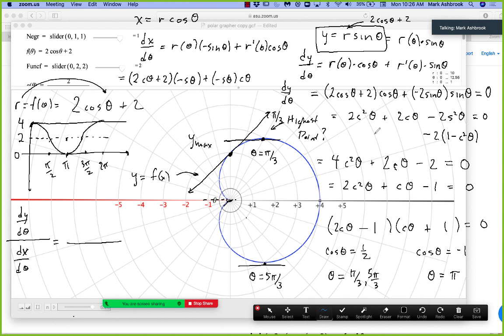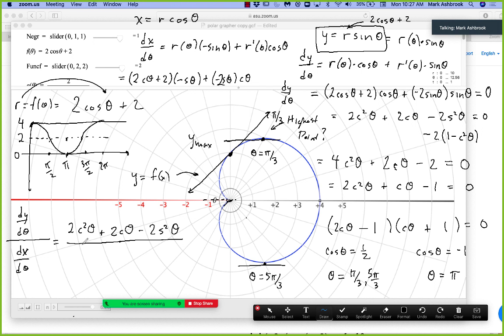And so then I've got it. I've got dy/d theta is 2 cosine squared theta plus 2 cosine theta minus 2 sine squared theta. Professor, shouldn't it be negative 2 sine theta for dx/d theta? R times plus negative... I think I have this right. It says r is 2 cosine theta plus 2, plus the derivative of cosine is negative sine, plus r prime is negative 2 sine. Is that what you're saying? Right, okay, so negative's good. Negative 2 sine theta and cosine.